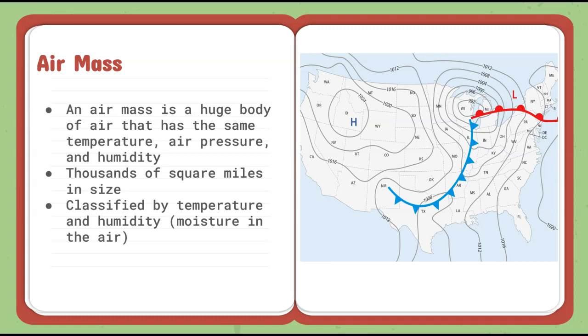And then the air masses are classified by temperature and humidity. Remember, humidity is how much water vapor or moisture is in the air. And you can see that this weather map, these lines are called isobars. And they tell us the air pressure at various locations. So the higher the number, the higher the pressure.